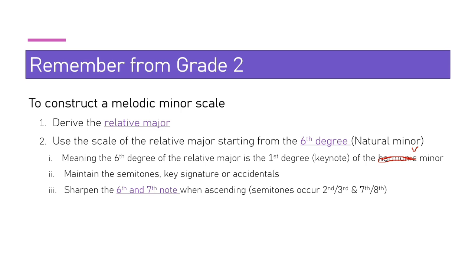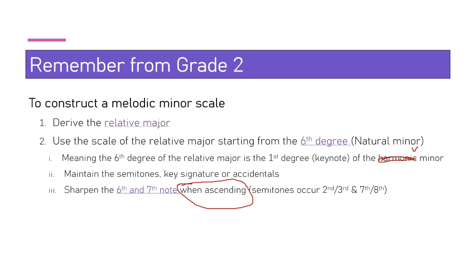This is very important. While ascending, it is a melodic minor. Because you sharpen the 6th and the 7th note while ascending, semitones only occur between the 2nd and the 3rd note and the 7th and the 8th note of a melodic minor while ascending. So when you are given any work on melodic minor, you have to be sure: is this ascending or is this descending? The way you ascend is different from the way you descend.